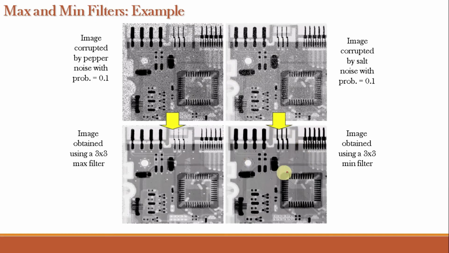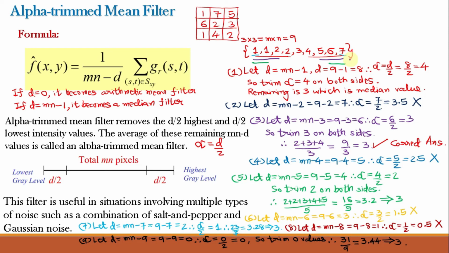Now the filters which we have seen up till now are helpful for removing either Gaussian noise or salt and pepper noise, but they cannot do both of them, right? So what is the solution to that? The solution to that is the alpha trimmed mean filter. As the name suggests, it is trimming or cutting alpha values, and then finding the mean value of the remaining pixels. What is alpha? Alpha is equal to d by 2.